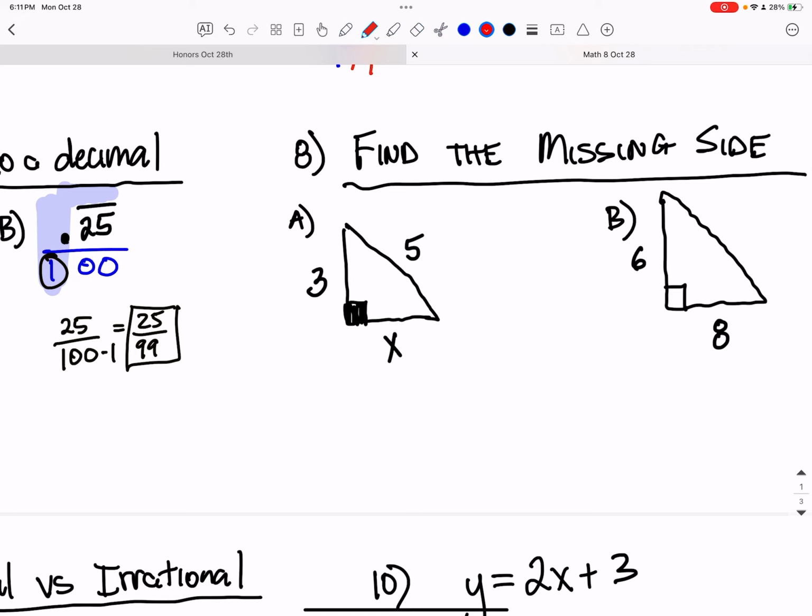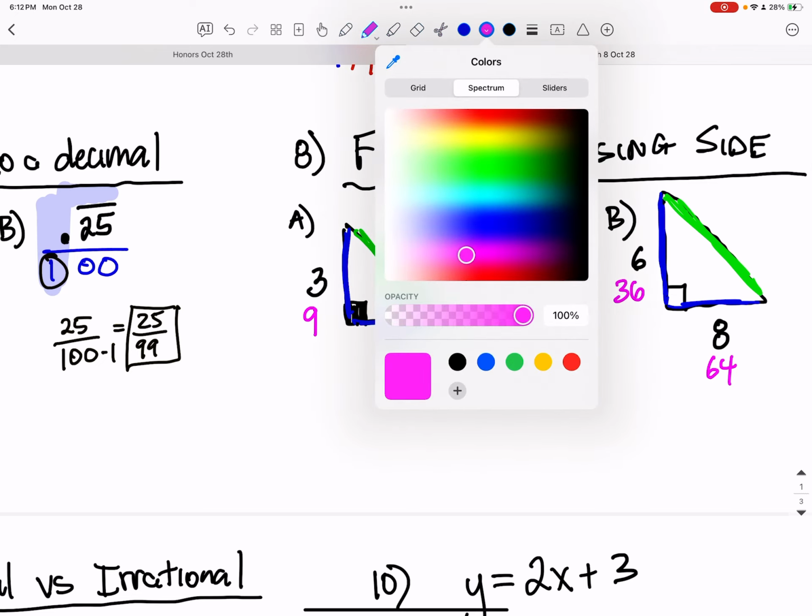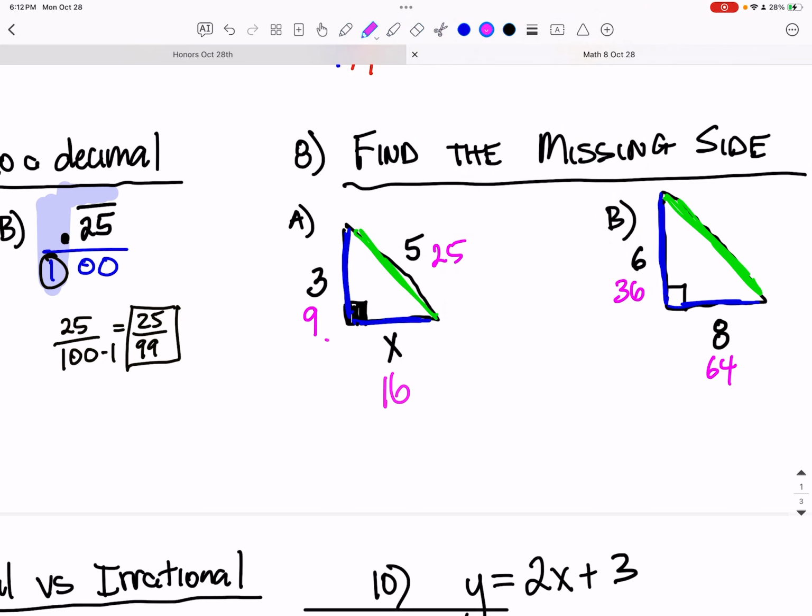Over here, we could say a squared plus b squared equals c squared, or we could just say make pink numbers. This pink number is 9, 25, 36, 64. We talked about that you have to know that these two sides add up. The blue sides are the ones whose pink numbers add up, not the green side. The green side is the answer. So the green side is the diagonal side. The hypotenuse is always the answer. So for the first one, I need this side to be 16 so that these two add together to make 25, right?